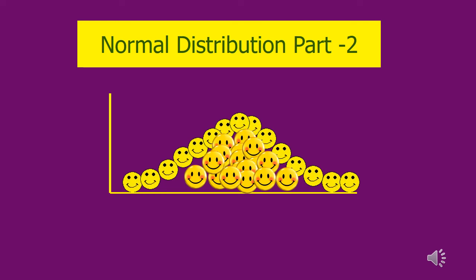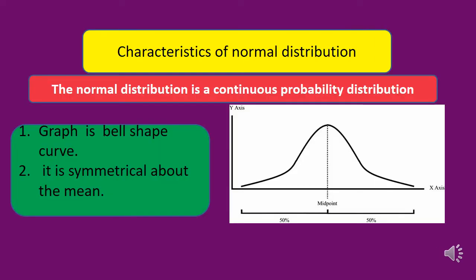In normal distribution part 1, we explained what a normal distribution is, and what continuous data and discrete data are. Today we will go through the rest of the lecture, normal distribution part 2. Under this, we will explain the characteristics of the normal distribution. We can learn more about the normal distribution by learning about its characteristics.